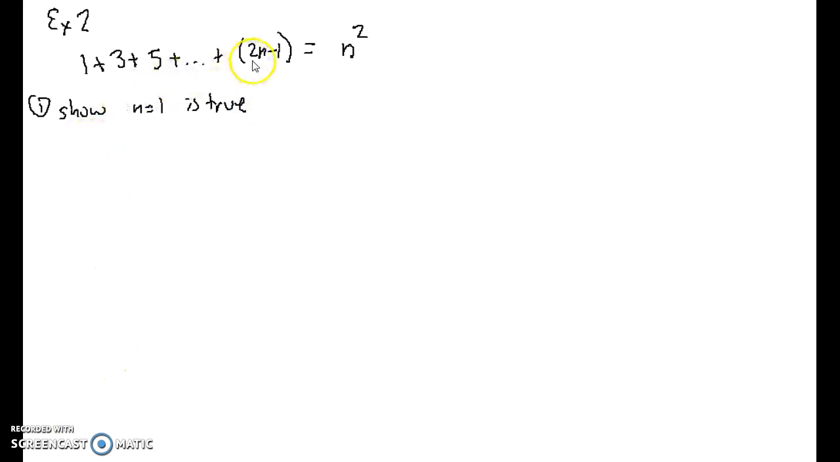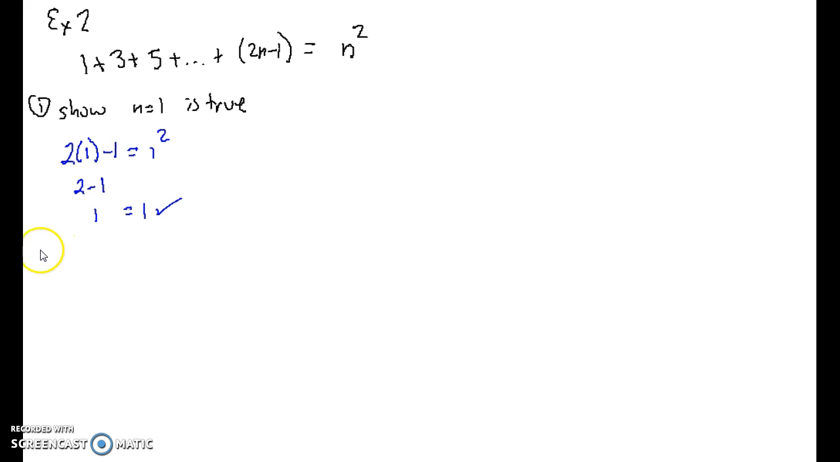So how do I do that? Everywhere I see an n, I'm going to plug in 1. So 2 times 1 minus 1 is equal to 1 squared. So 2 times 1 is 2. 2 minus 1 is 1. 1 squared is 1. Boom. 1 is equal to 1.